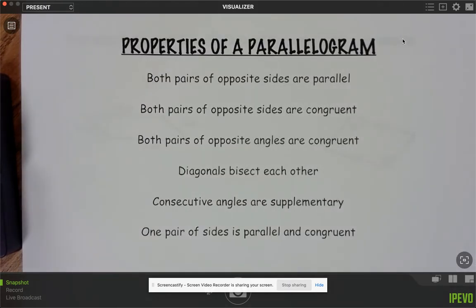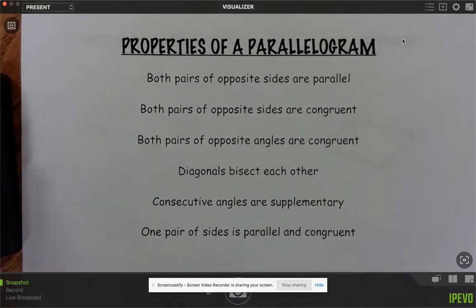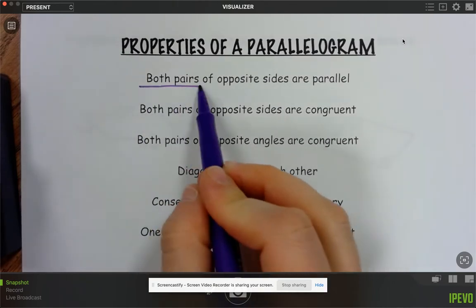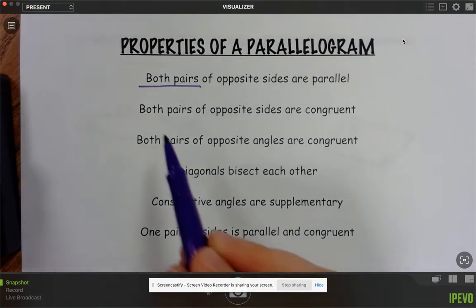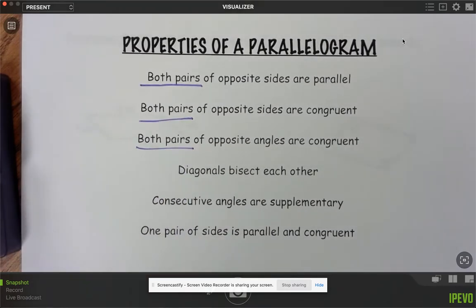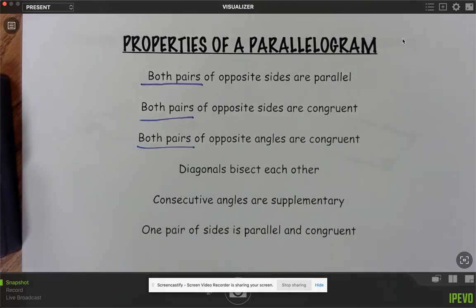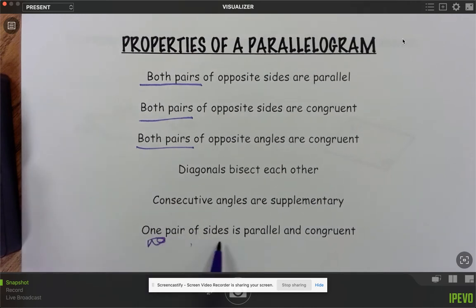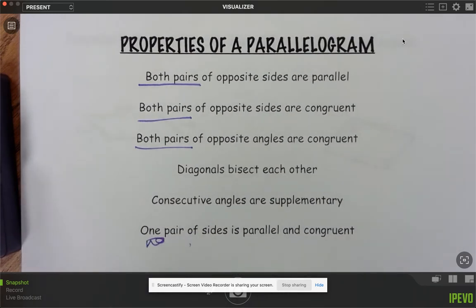These are our 6 properties. Key thing though, that I just want to drill into your head, it needs to be both pairs of opposite sides are parallel, both pairs of opposite sides are congruent, and both pairs of opposite angles are congruent. It can't just be one, it has to be both, okay? And then just to keep going through our list, diagonals cut each other in half. Angles next to each other are supplementary, they add to 180. And this is that weird one. If your diagram shows one pair of sides is parallel and congruent, then it is indeed a parallelogram.